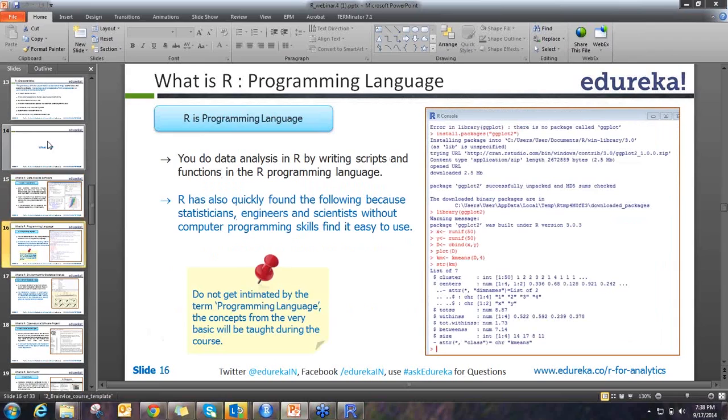Then R is a programming language. Yes, as I told you, R is a programming language. But don't get intimidated by the term programming language. In the course of Edureka, all the concepts are taught to you starting from the very basic.